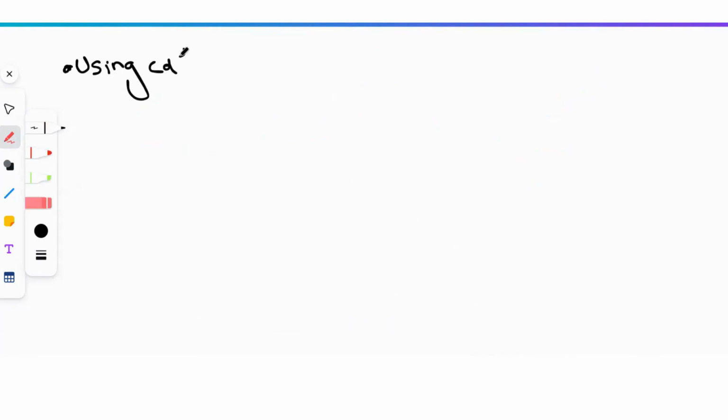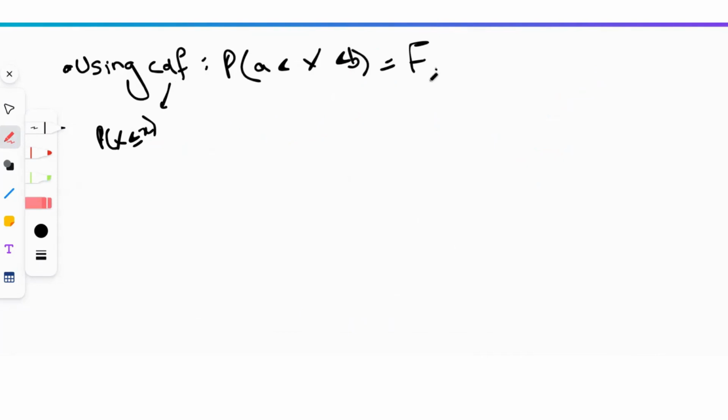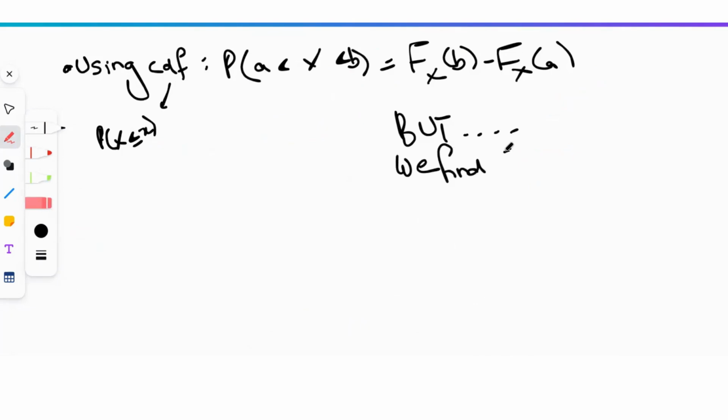We discussed this in an earlier part, where we said that you can use the expression for the CDF, because remember the CDF is the probability x is less than or equal to x, and we can use this to find any other probability involving the continuous random variable. So if I want to find the probability x is between a and b, I can write it as F_X(b) minus F_X(a), right? This is how we could do it. But again, there's a but here. The problem is that we find F_X(a) and F_X(b) through integration.